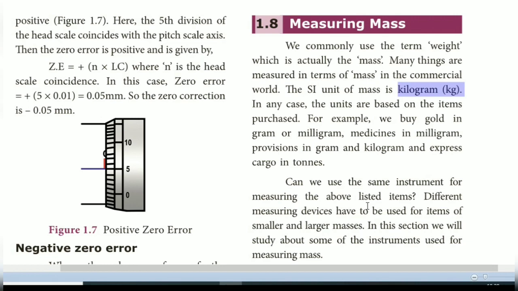Here, what is the difference between mass and weight? Mass is the quantity of matter contained in a body. Weight is the normal force exerted by the surface on the body to balance against gravitational pull on the object.